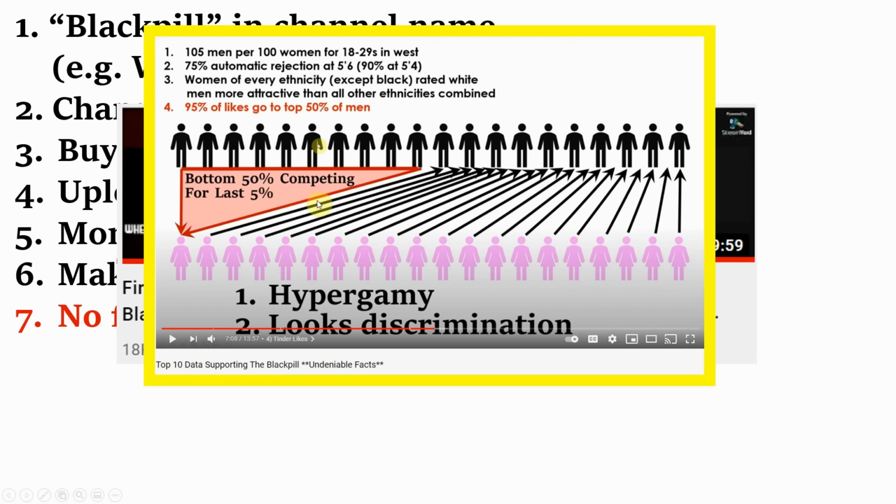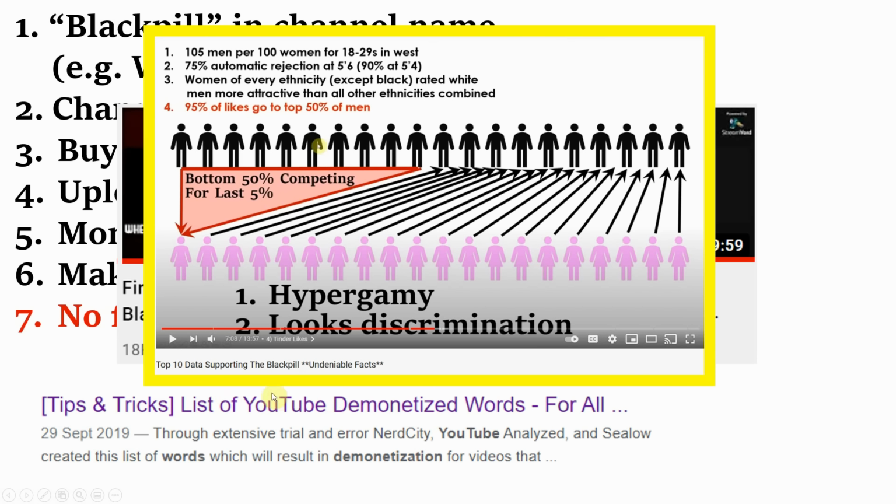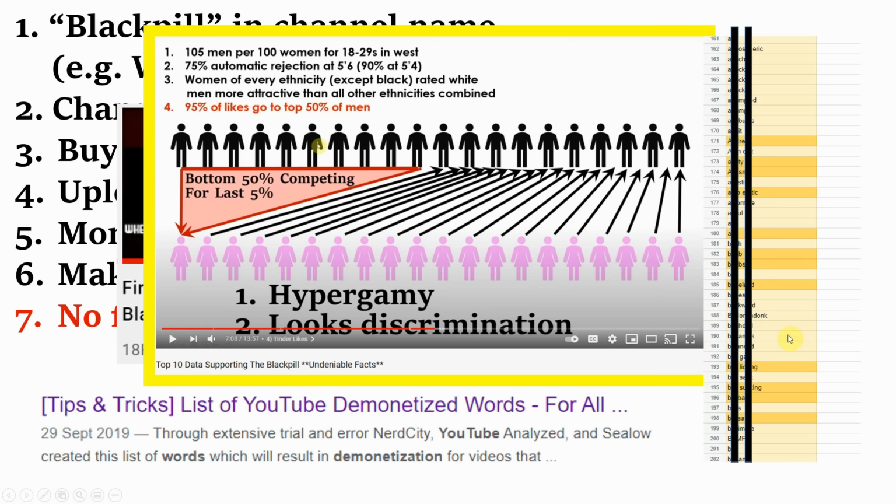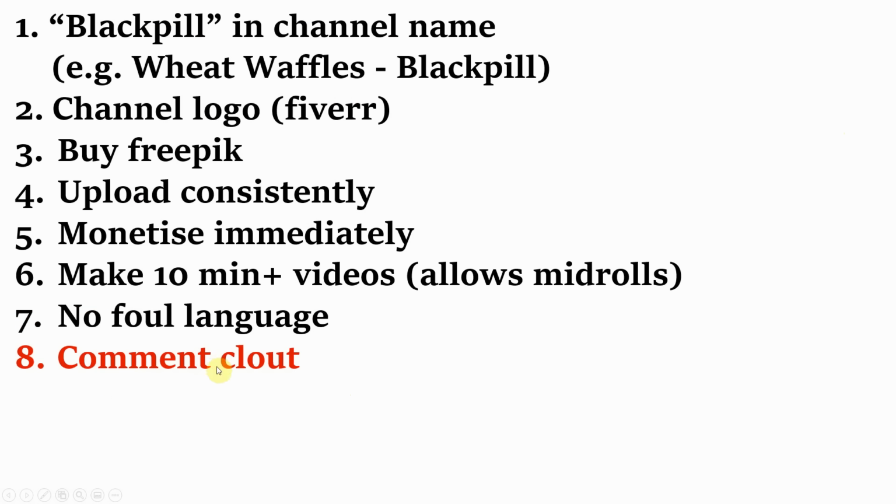And if you're unsure of which words are acceptable or unacceptable, somebody has posted online the complete list of demonetized words. The list is 3,000 words long, and they are graded by their severity, so the orange ones are much more risky. Number 8. Comment clout.